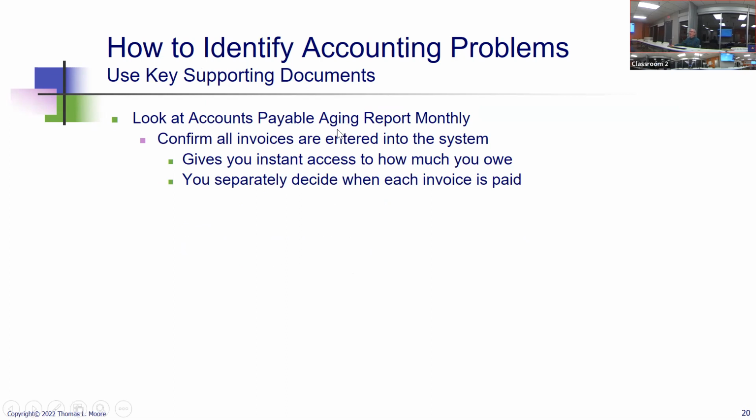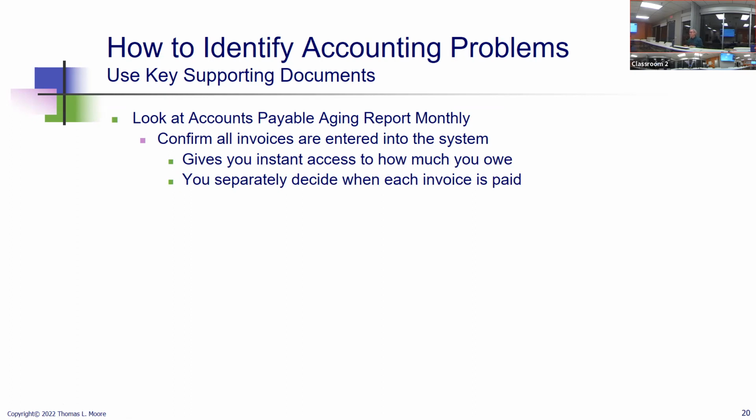Look at the accounts payable aging report on a monthly basis. So what's accounts payable? Accounts payable is a list of invoices that your company has received from vendors for goods or services provided. So it represents money that you owe others. One of the things you want to check, or you want to make sure your bookkeeper checks, is making sure that all your invoices are entered into the system. Regardless of whether you pay them during the course of the month, all the invoices that you receive during the month need to be entered into the system.